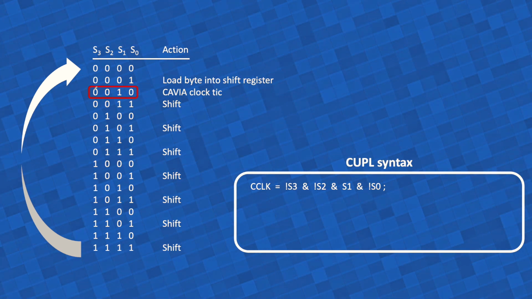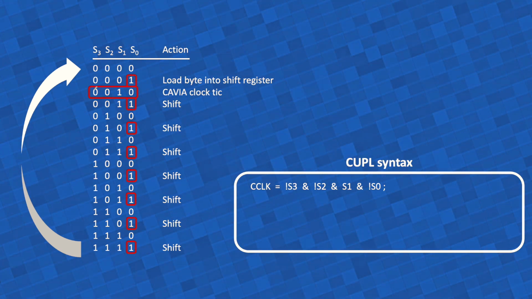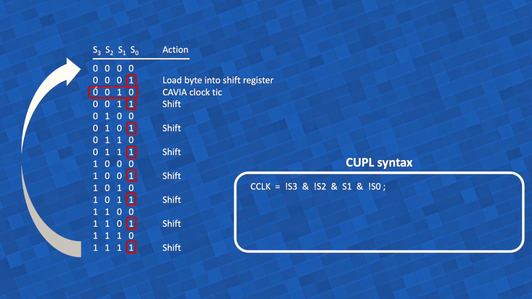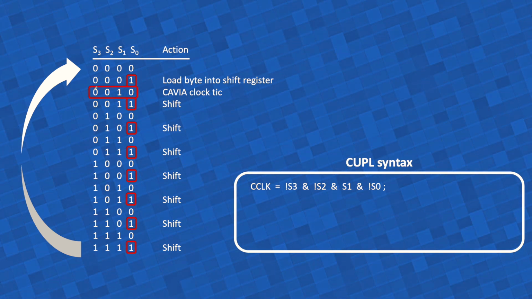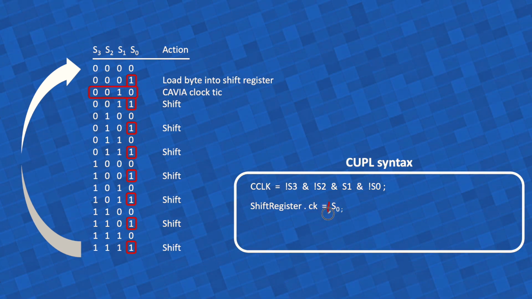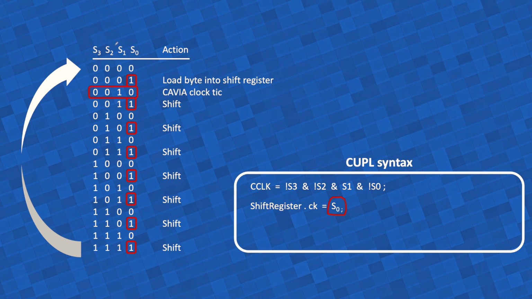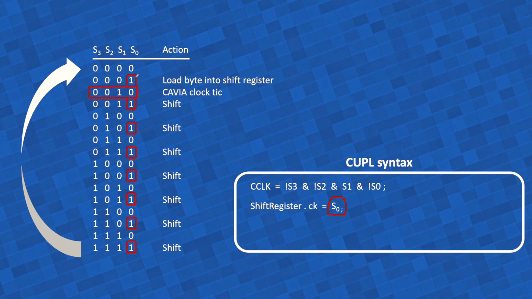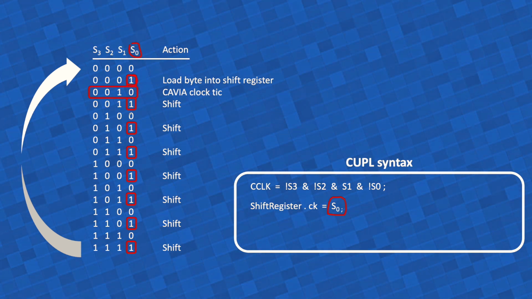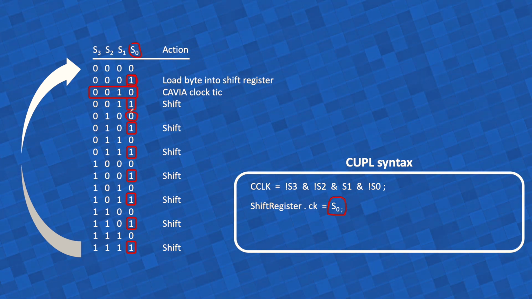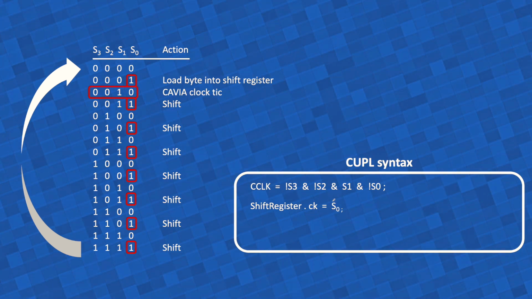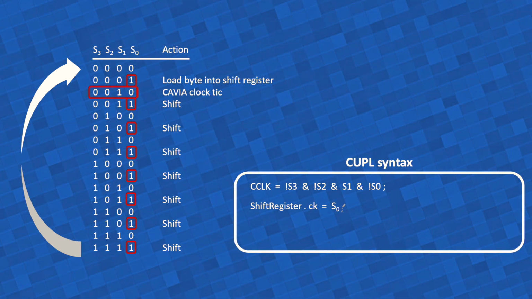Now let's go further. How about the shift register clock? Well, notice that the shift register clock only ticks when S0 is 1, and it always ticks when S0 is 1. So what's the shift register clock? It is simply, I meant S0 instead of S1. The clock should tick every time that S0 is 1, and it should never tick when S0 is 0. So that's the CUPL language: shift register dot clock equals S0. When S0 is 1, the clock will tick, otherwise it will not tick.